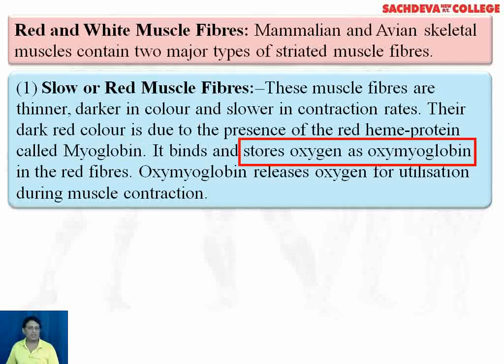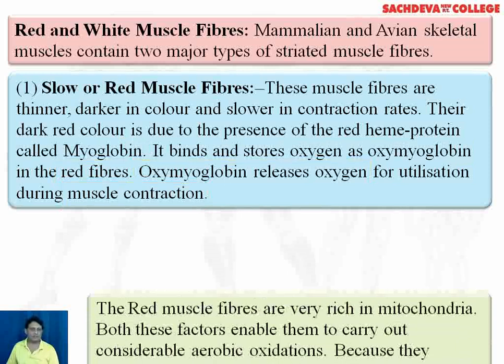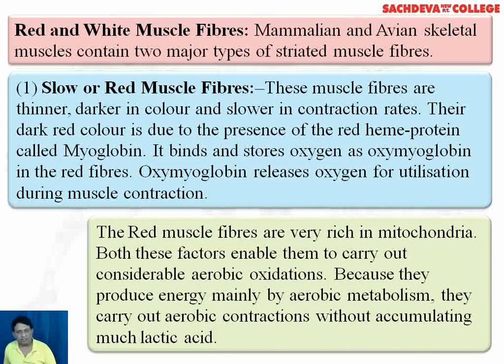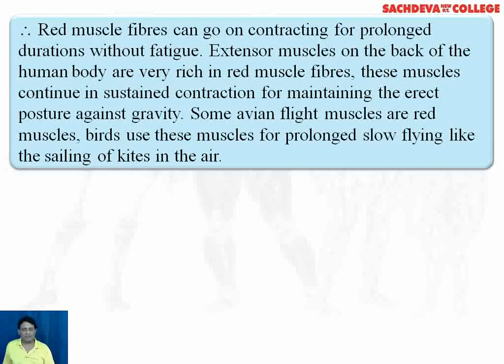It binds and stores oxygen as oxymyoglobin in the red fibers. The oxymyoglobin releases oxygen for utilization during muscle contraction. The red muscle fibers are very rich in mitochondria. Both these factors allow them to carry out considerable aerobic oxidation. Because they produce energy mainly by aerobic metabolism, they carry out aerobic contractions without accumulating much lactic acid. Therefore, the red muscle fibers can go on contracting for a prolonged duration without fatigue.